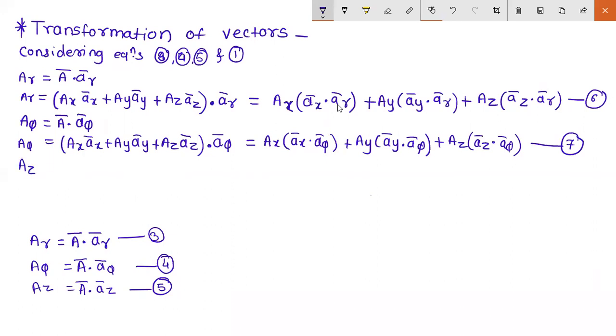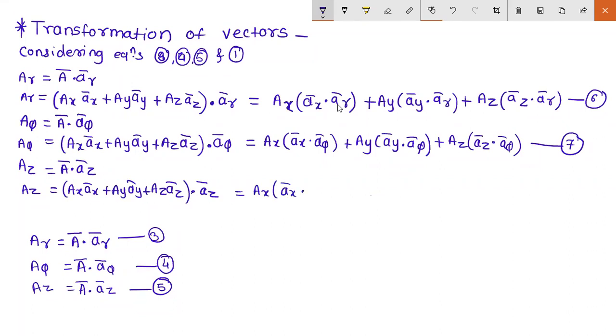Then the last is AZ, which is equal to A bar dot A bar Z. So this AZ is equal to vector A bar in Cartesian, that is AX A bar X plus AY A bar Y plus AZ A bar Z, into unit vector small A bar Z. So it is equal to AX into bracket A bar X dot A bar Z, plus AY into bracket A bar Y dot A bar Z, and plus AZ into bracket A bar Z dot A bar Z. Okay, this is your equation number 8. Now I'll erase the following equation.